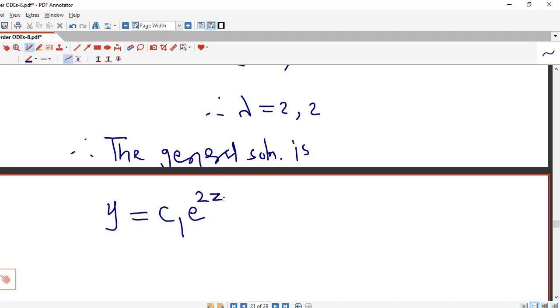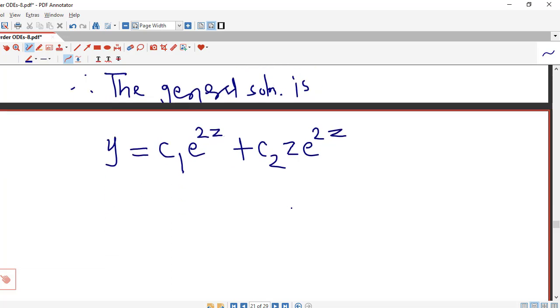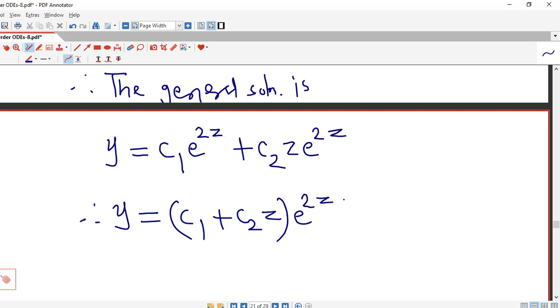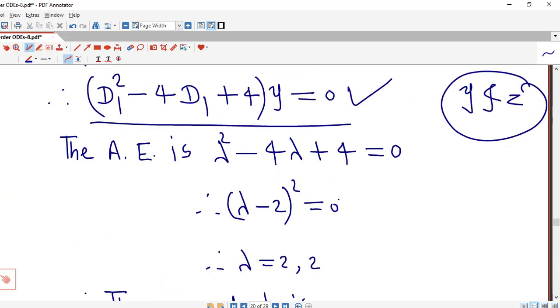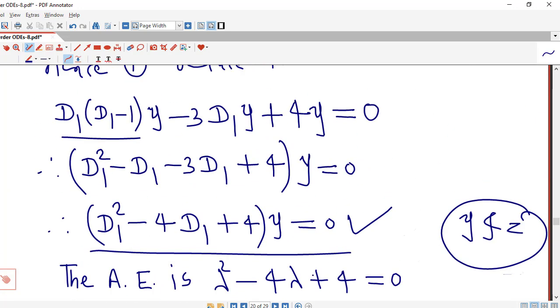This must be z: c1 e raised to 2z plus c2 e raised to 2z, but because we have repetition, here we will multiply with z, not by x. Here the independent variable is z, so keep that in mind. Therefore we can rewrite this as (c1 + c2 z) e raised to 2z. So this is the general solution in terms of y and z.